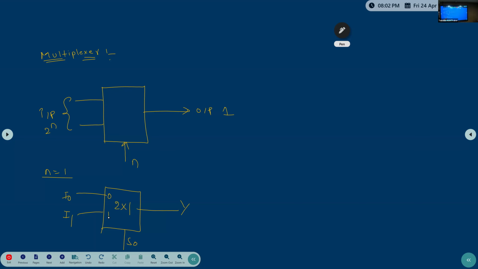So next, what is the truth table of this? Selection line is 0, output is Y, what is the output? I0. Selection line is 1, I1. The equation is Y equals S0 bar I0 plus S0 I1. This is the equation. How will I implement this equation in circuit format?